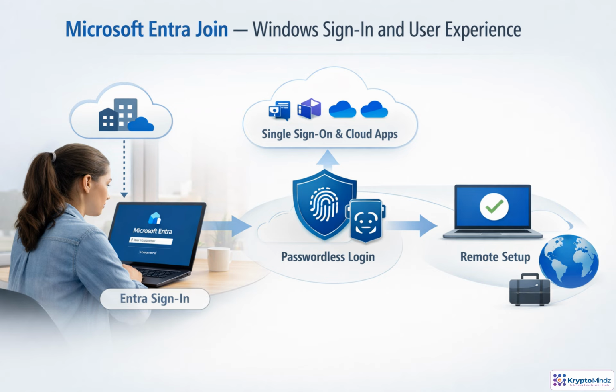Think of Microsoft Entra join as a cloud front door for the device. The user signs into Windows with their work or school account, and that same identity can provide single sign-on to Microsoft 365, SaaS apps, and other integrated services. With Windows Hello for Business, sign-in can become passwordless and phishing-resistant, using biometrics or a PIN tied to the device. Operationally, the big shift is location independence. Devices can be set up remotely without direct contact with an on-premises domain controller.